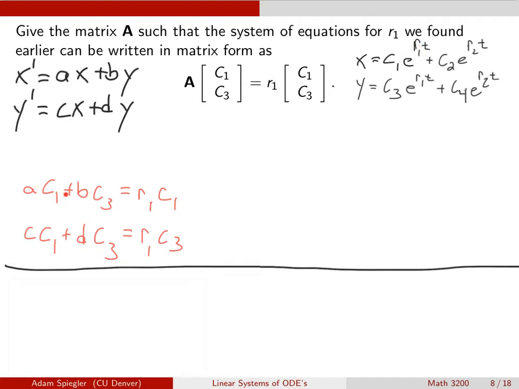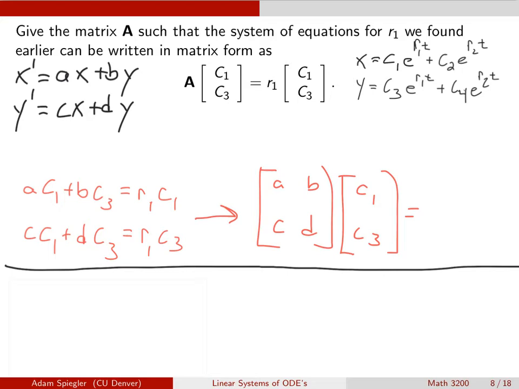Okay, so these values A, B, C, and D come from the original coefficients in the differential equation. C1 and C3 are the arbitrary constants that we have in front of the e to the r1t term. So now we can take that system and rewrite this as a matrix equation. I could write this as A, the 2 by 2 matrix A, B, C, D, times the column vector C1, C3, and that should equal the scalar r1 times the vector C1, C3.